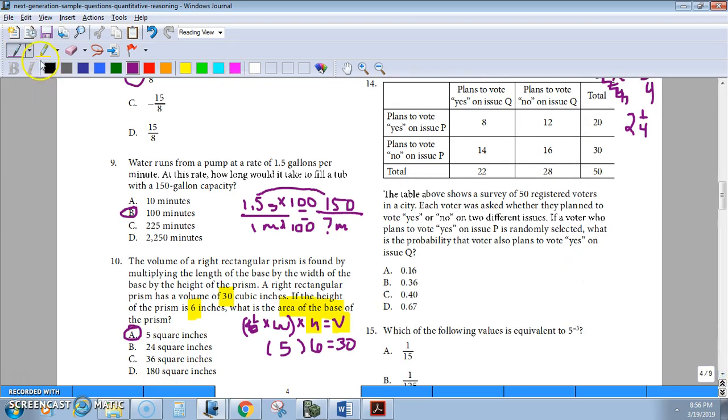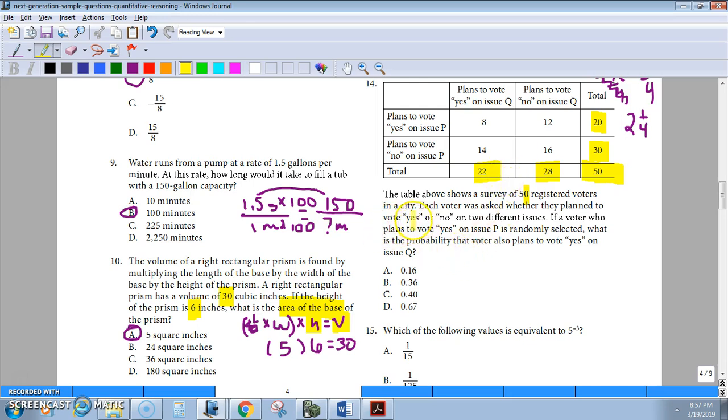All right, I feel like I'm going to need my highlighter to explain this one. The table above shows a survey of 50 registered voters in a city. So the total is 50 registered voters. So 22 plus 28 is 50, and also 20 plus 30 is 50. Am I right? Is 22 and 28 50? Yeah. Okay.